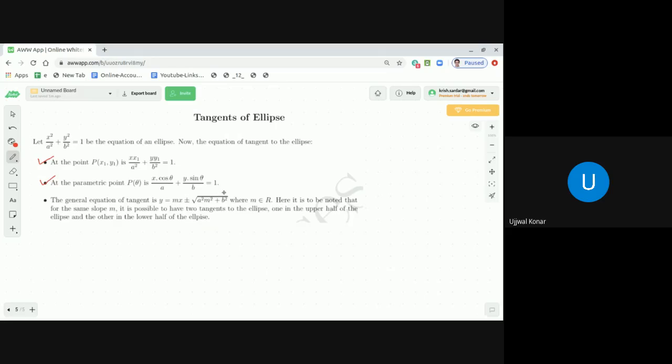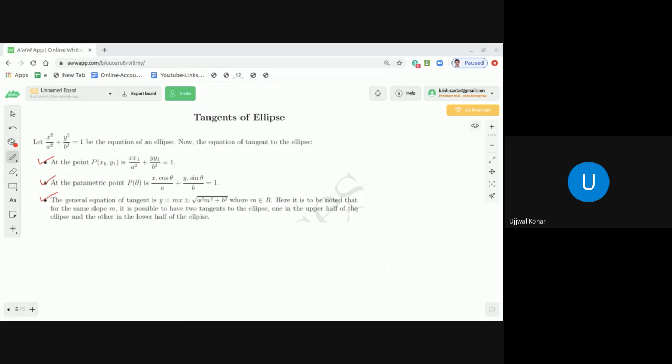Now, the general equation of tangent is y equal to mx plus minus square root of a square m square plus b square, where m is a real number. Here it is to be noted that for the same slope m, it is possible to have two tangents of the ellipse. For any slope, you can always find two tangents, one on the upper half of the ellipse and one on the lower half. Let me show you by means of a diagram, dear students, so that it will be very clear to you.